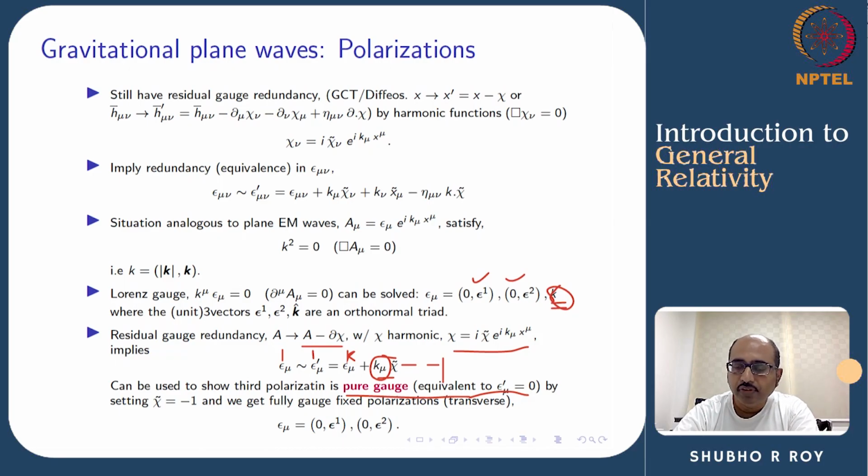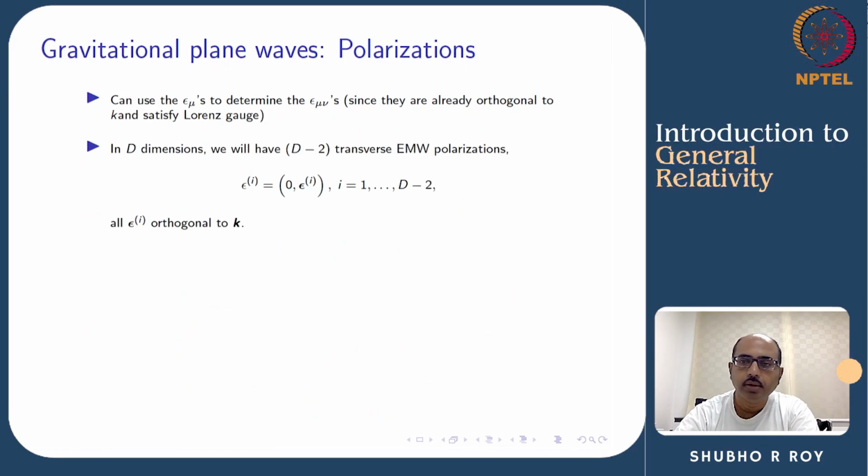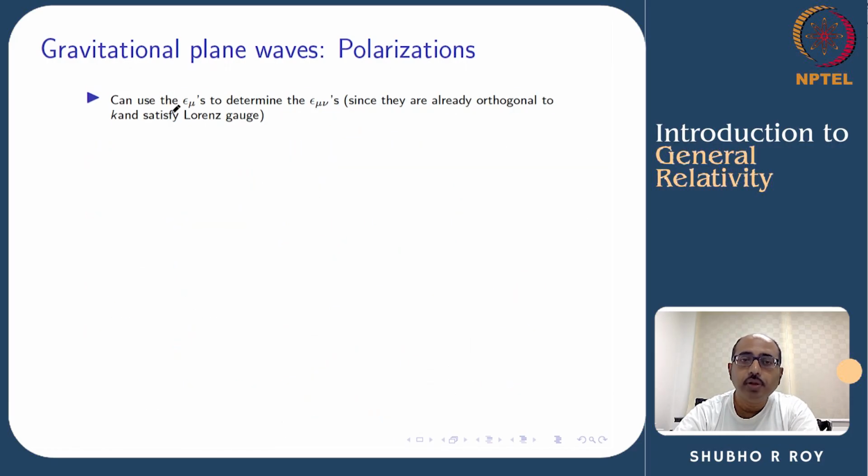This revision of electromagnetic waves is done so that we can exploit this when we write down the polarizations for gravitational waves. So this is the point. You can use the Lorentz gauge polarization vectors for electromagnetic waves to determine the Lorentz gauge polarization tensors for the gravitational waves. The reason is that these polarization vectors already satisfy the Lorentz gauge, so in terms of them, determining the gravitational wave polarizations will become easy.